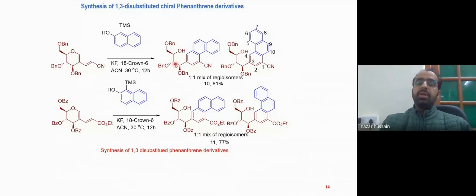Next, we thought, can we synthesize some phenanthrene molecules from naphthalene by utilizing the same strategy? For this, we utilized the naphthalene-based aryne precursor. So in this case, under the same mechanism, we got a 1:1 mixture of regioisomers. Because this aryne is not symmetrical, there is a possibility of formation of two structural isomers. And OBz protected dienes also give the same results. So in this way, we successfully synthesized 1,3-disubstituted phenanthrene derivatives.